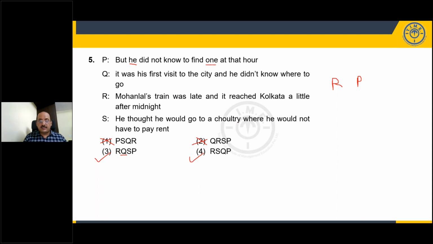So what is this one? This one is basically the Chaultry. So he had come very late. He did not know where he wanted to go, where he could go. He wanted to find a Chaultry, but he did not know how to find one at that hour.